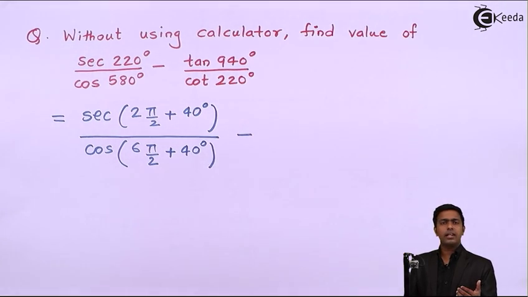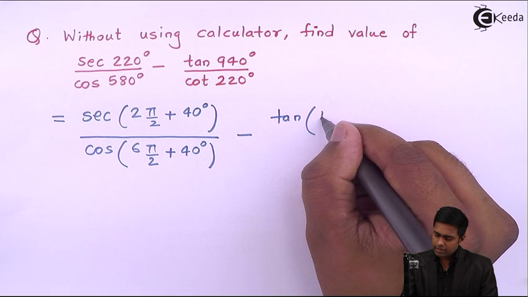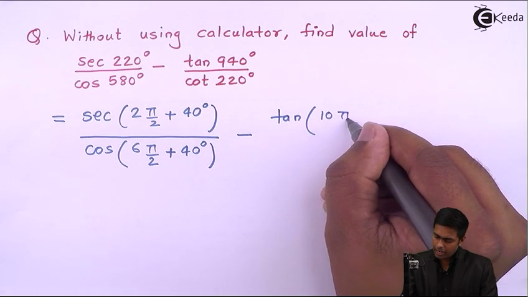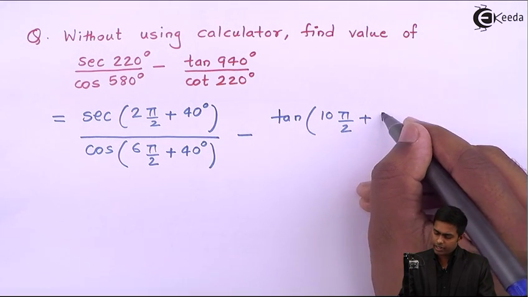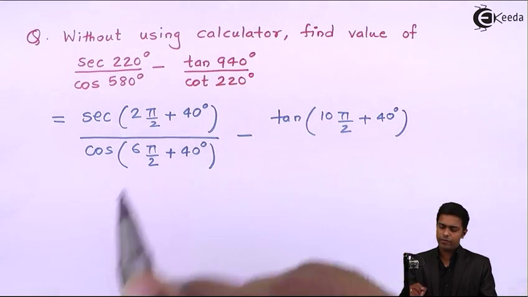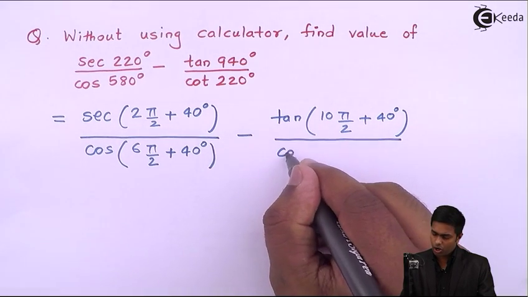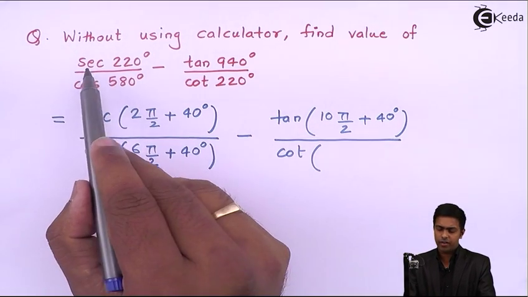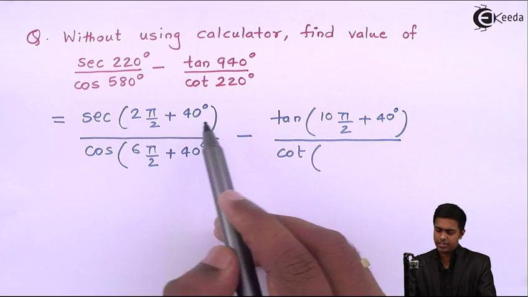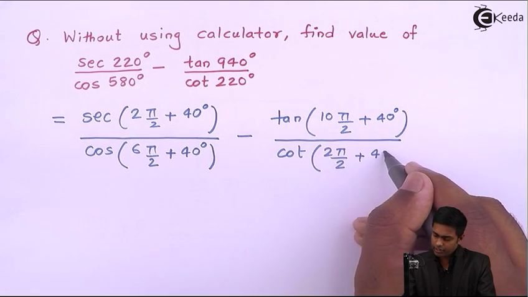We know that 90 degree into 10 is 900 degree. So I'll say tan of 10 pi by 2, or 10 into 90, that is 900, plus 40 degree is equal to 940 degree, and the last value, that is cot of 220 degree. We have already got 220 degree for sec, so I'll copy it down as it is, which is 2 pi by 2 plus 40 degree.